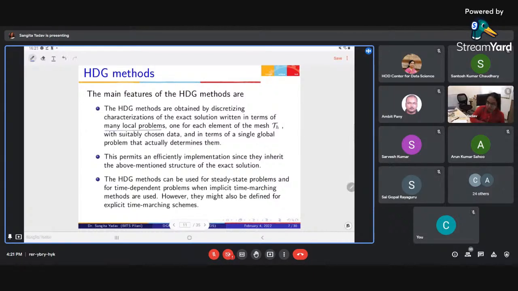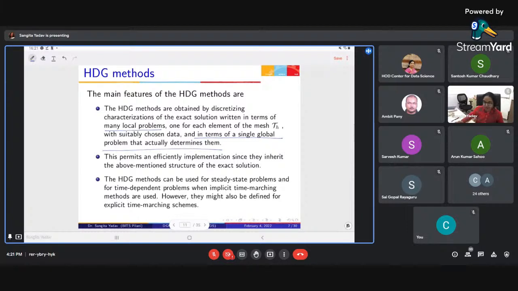So local problems are going to be defined only element wise, and we will be solving a single global problem whose size is going to be much smaller in comparison to the standard DG methods. This permits an efficient implementation since they inherit the above-mentioned structure of the exact solution.